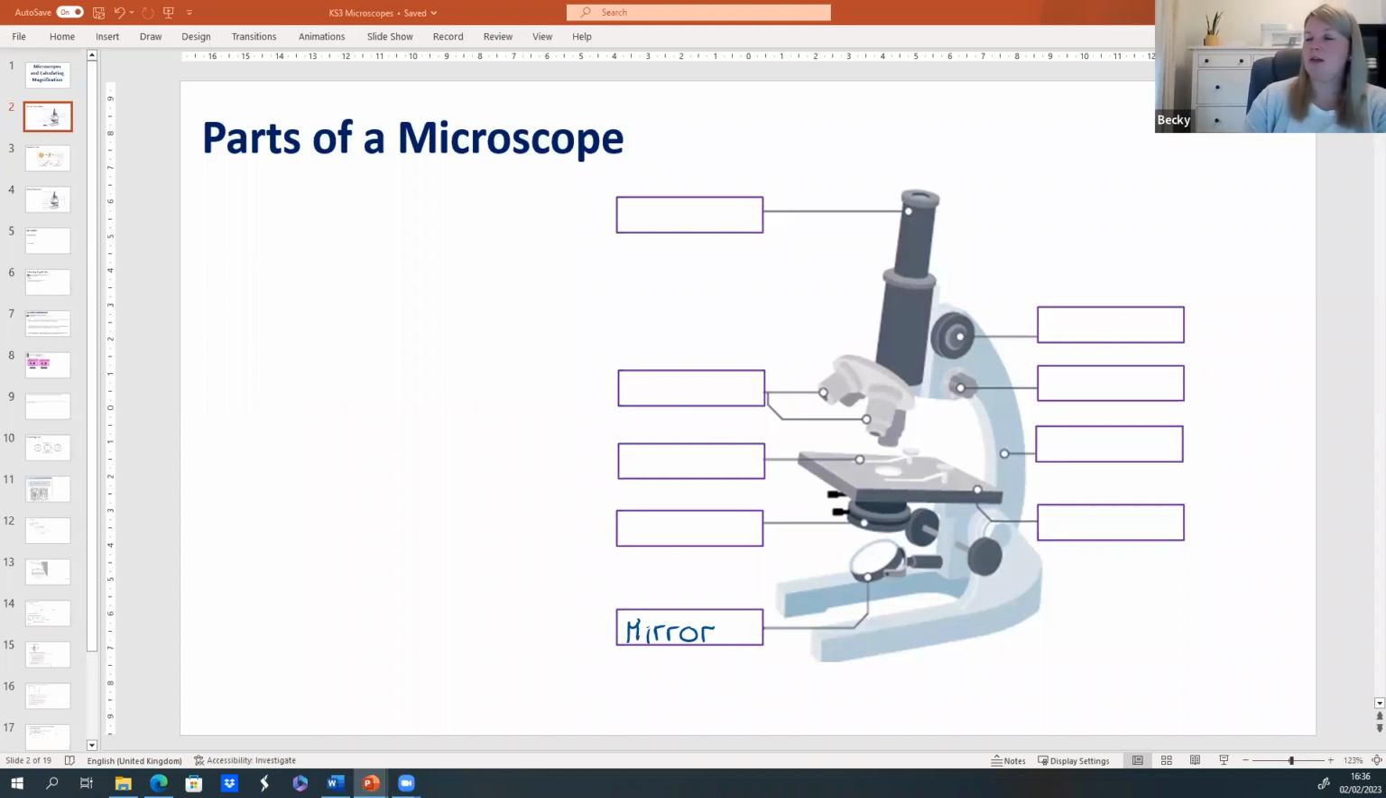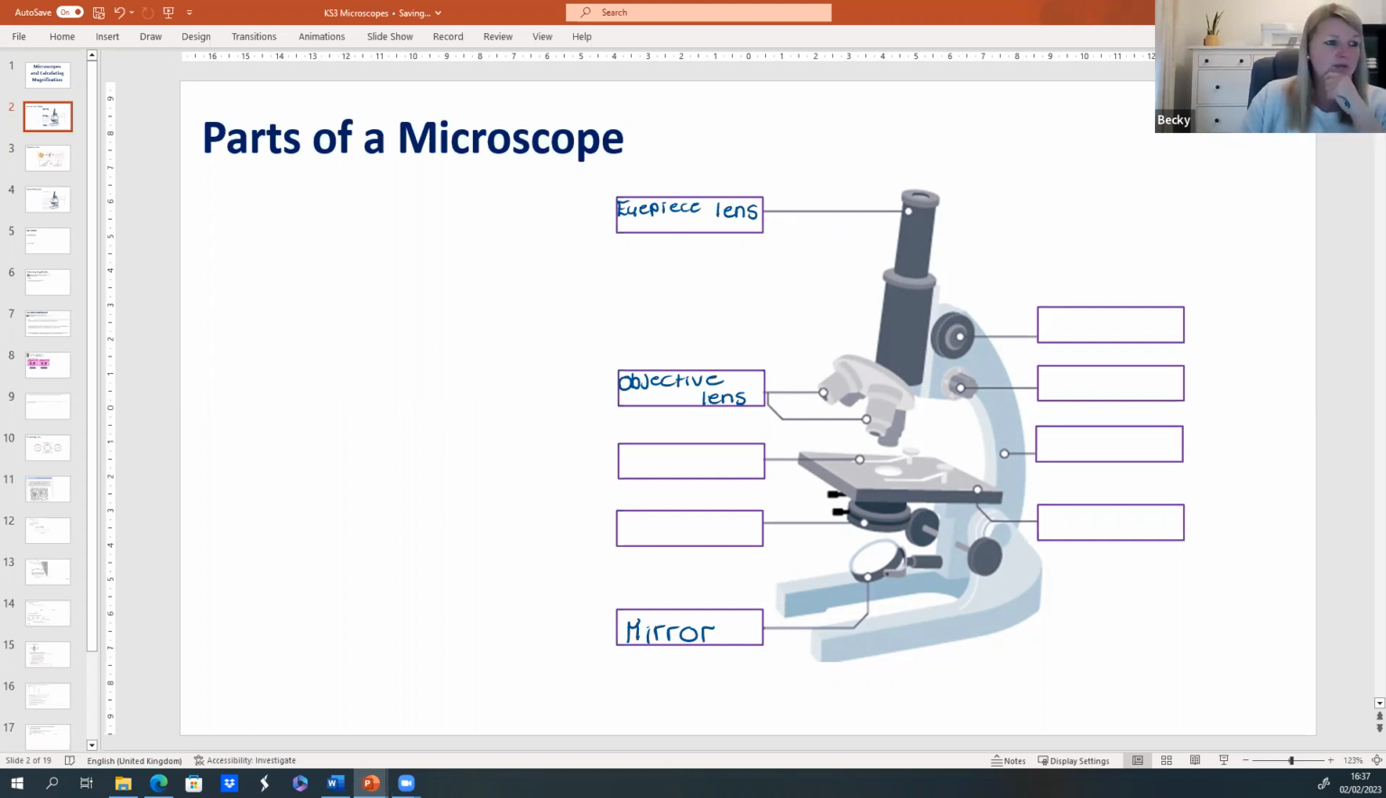We've got some lovely labels come through here. Well done, guys. So up at the top then, we've got the eyepiece lens. Where I remember it is that it is the lens that I put my eye to, so it's the eyepiece lens. Underneath that, we've got the objective lens. This has like a little turret, and it's usually got two or three different lenses on there. So it might be something like times 10, times 5, times 40, whatever.